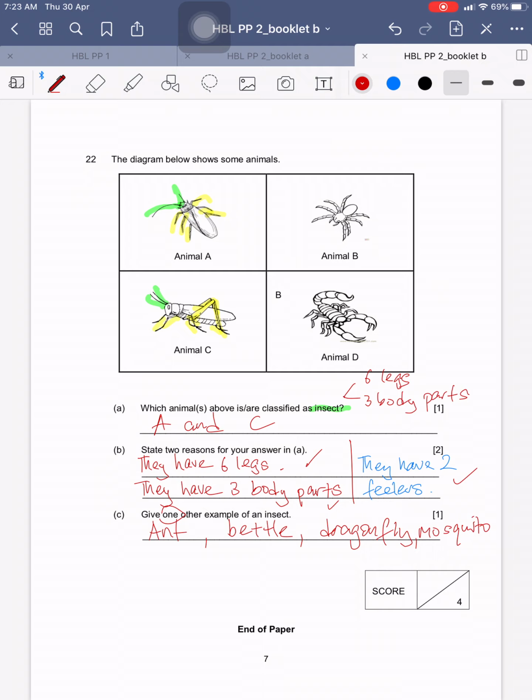Alright, so students, this is the end of HBL practice paper 2. Please do your corrections and annotate whenever it's appropriate. Remember, if you annotate your work, it actually shows your thinking process. Even right at the start, if you don't have the annotation, now that the teacher has gone through the answers with you, I have shown you some of the annotations that I've done, so please include them in your script. Alright, thank you.